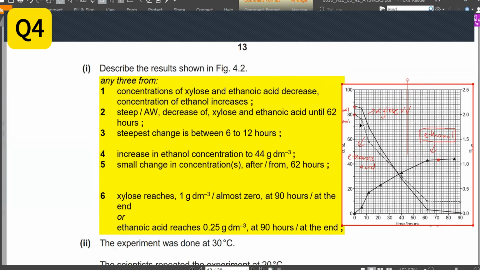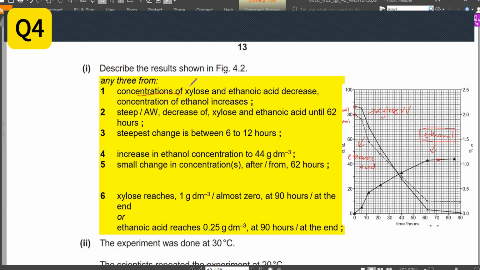First one, concentration of xylose and ethanoic acid decrease. This is good, this is what we expected. Concentration of ethanol increase. This is also what we expected. The reactant decrease and the product increase. Steep decrease of xylose and ethanoic acid until 62 hours.